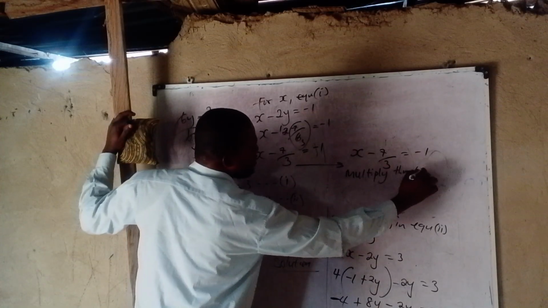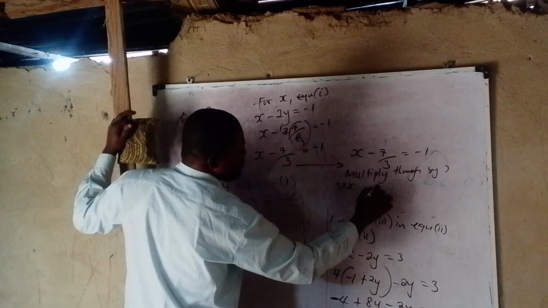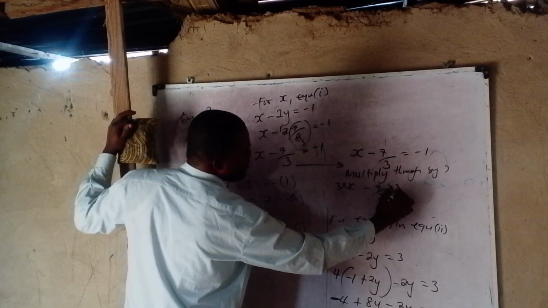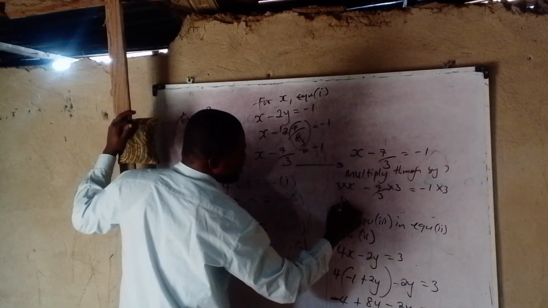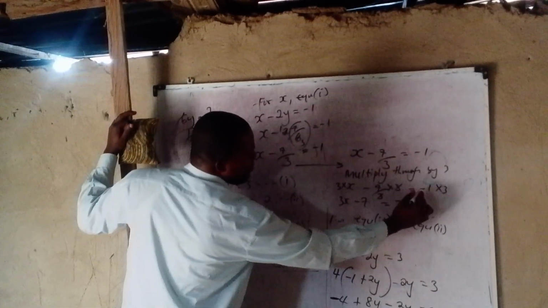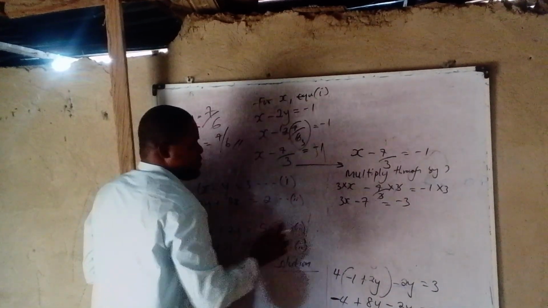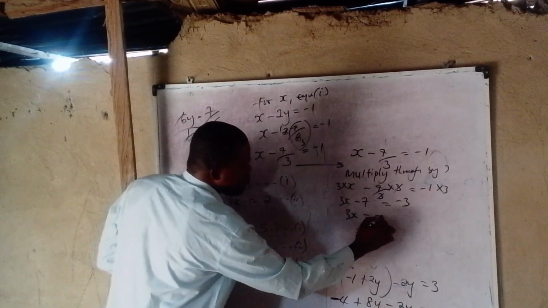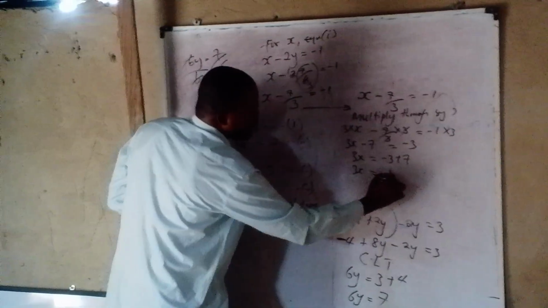3 times (x minus 7) over 3 equals minus 1 times 3. 3 times x is 3x, and 3 will cancel 3, so I have minus 7 equal to minus 3. Minus 1 times 3 is minus 3. So 3x is equal to minus 3 plus 7, so 3x is now equal to 4.